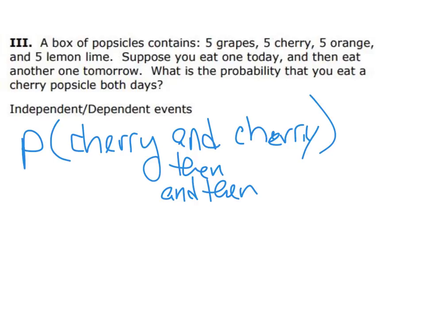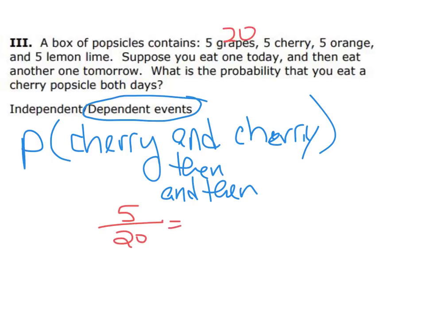Okay, so is this an independent or dependent event? Dependent. Why, though? Yeah, you can't put it back, right? Once you eat the popsicle, it's not like you could put it back. So that's why it's a dependent event. So what's the probability of getting a cherry today? 5 out of, and if you add them up, 5, 10, 15, 20, so it is 20. So that becomes 1 out of 4.